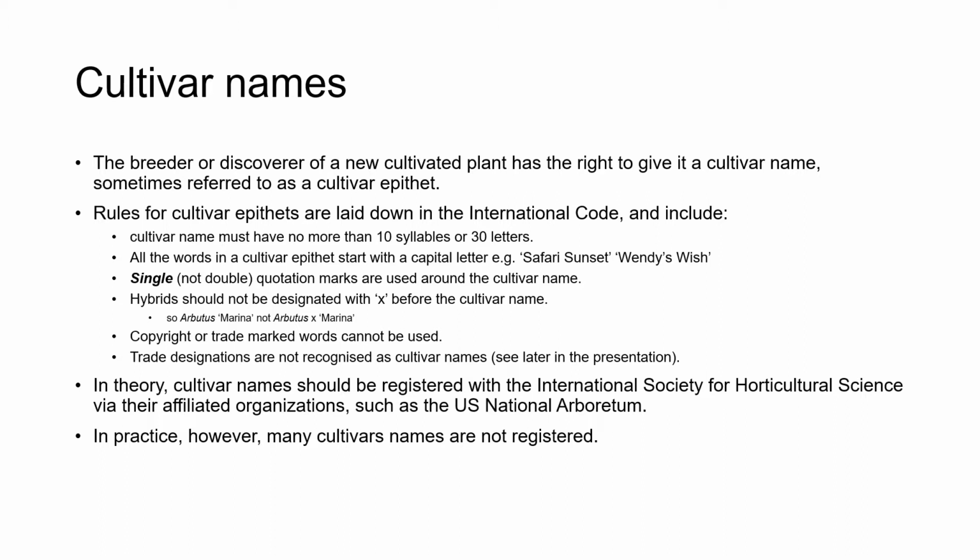Technically, cultivar names are supposed to be registered with the International Society for Horticultural Science through their affiliated organizations, such as the US National Arboretum. This is intended to avoid confusion and to ensure that a cultivar is only named once. In practice, though, many cultivars aren't registered and there is quite a bit of confusion, as we'll see later. So let's take a look in a little more detail at examples of each of the three ways in which a cultivated plant or cultivar can arise.